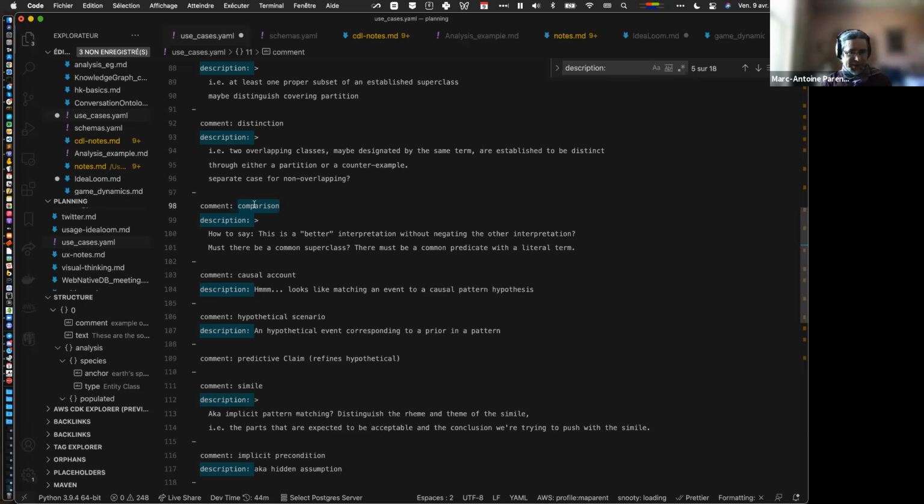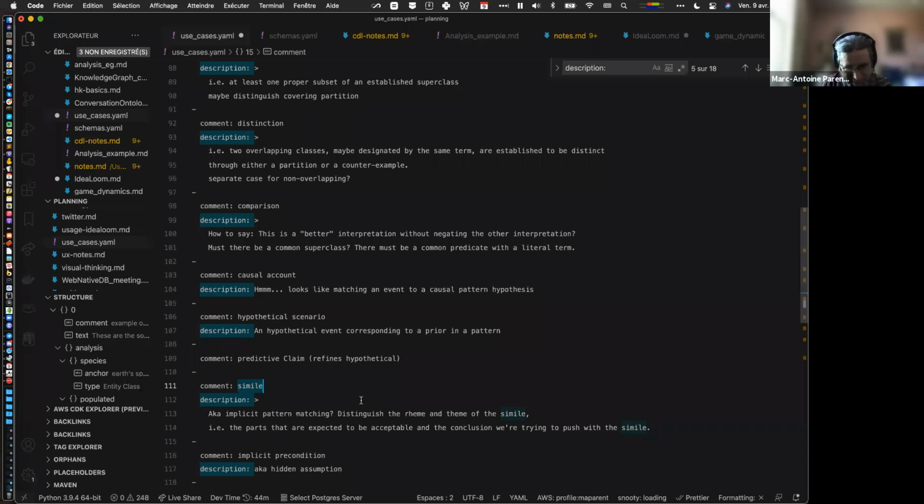Taller than this, better than this, and so on. Causal account, hypothetical scenarios. I think they all fall under, again, a hypothetical event corresponding to a prior and a pattern. It's the same thing. I think a lot of these more concrete cases fall under these general building blocks. The one that doesn't is simile.